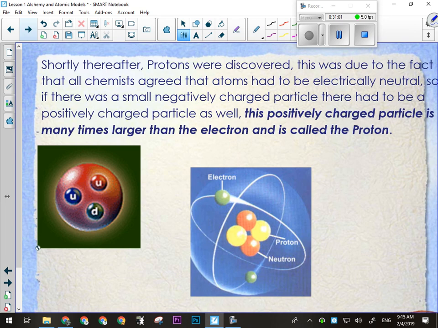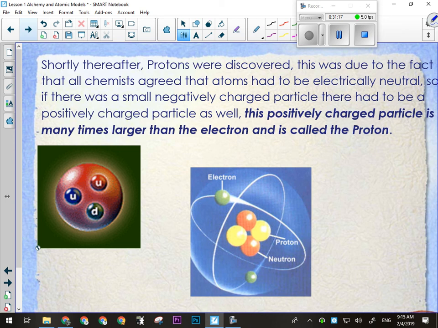A lot of different models were proposed during the next 40 years or so. Some of them still involved a solid sphere, but with lots of different particles stuck to it, or electrons orbiting a positive nucleus or a positive particle.